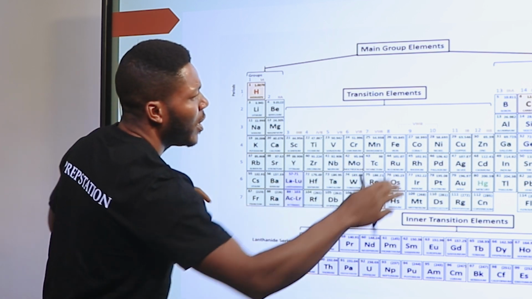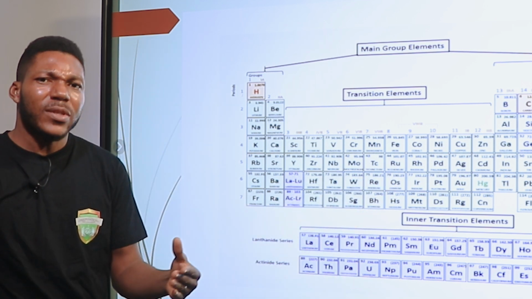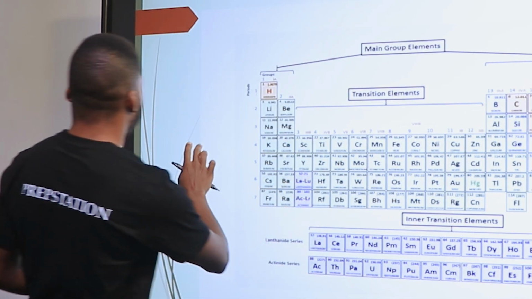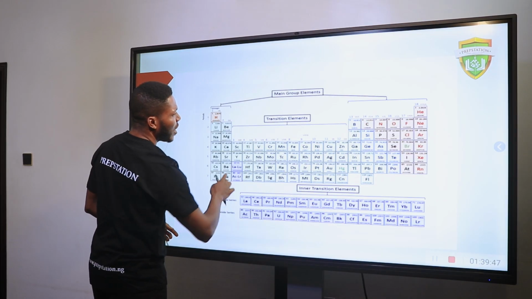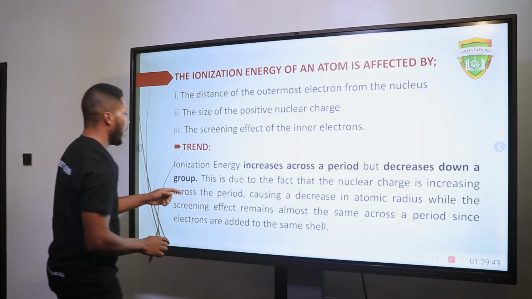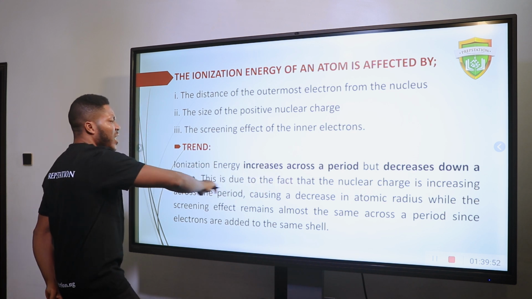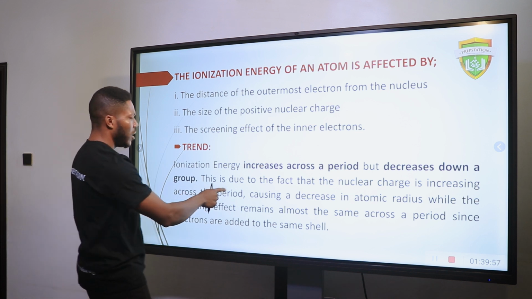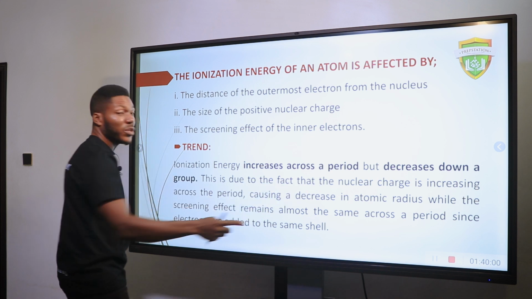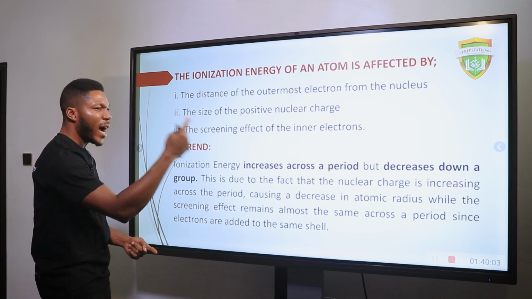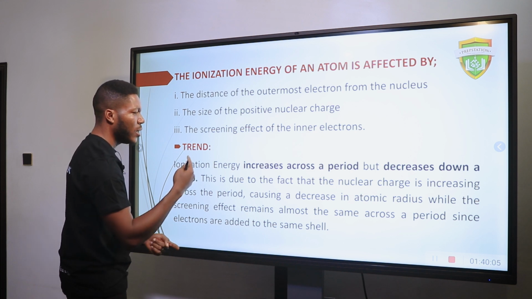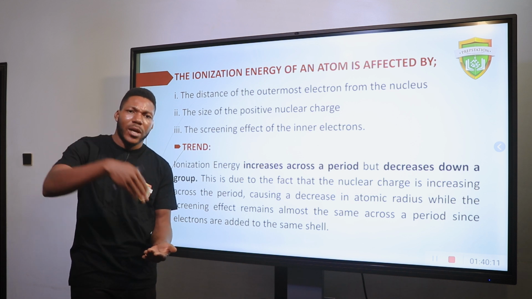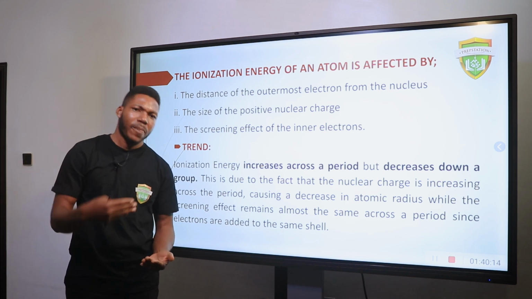But across the period, the radius becomes smaller because the more electrons are adding, there is a greater what? Shielding effect that takes place in each of the atom. So that is the reason why the increase takes place. Okay, so it increases across the period but decreases down the group. Why? Because the nuclear charge is increasing, which is what? The atomic number. As you're adding more electron to it, the nucleus becomes what? Decreases in size. All right, because the electrons enter into the same shell.